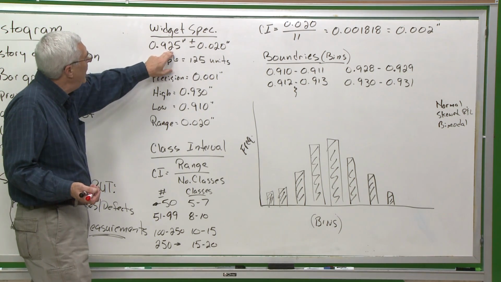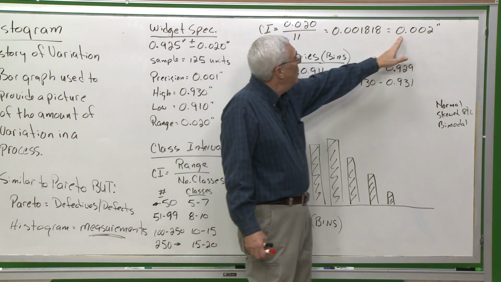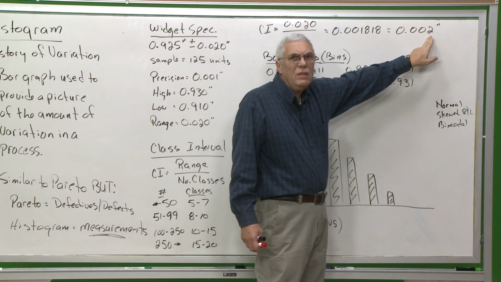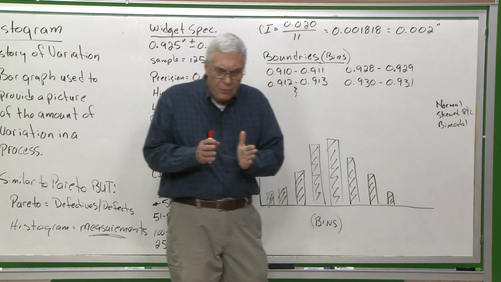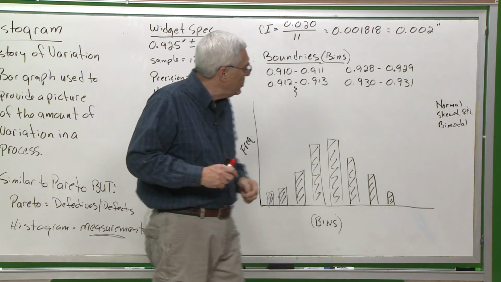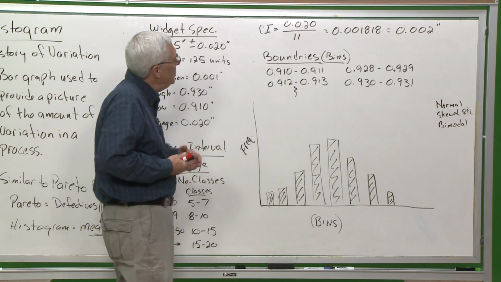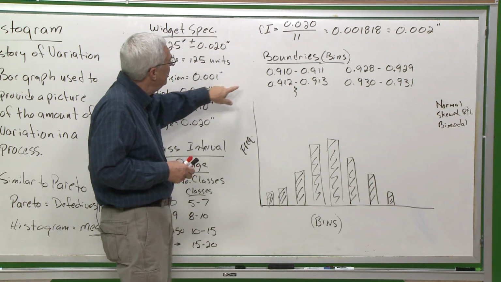And the precision is nearest thousandth. Therefore, this value is going to be rounded to 2 thousandths of an inch. That is my class interval. Each bin will represent 2 thousandths of an inch. So now I have to set up the bins, or set up the boundaries. In doing that, I start with my low value, the 910.